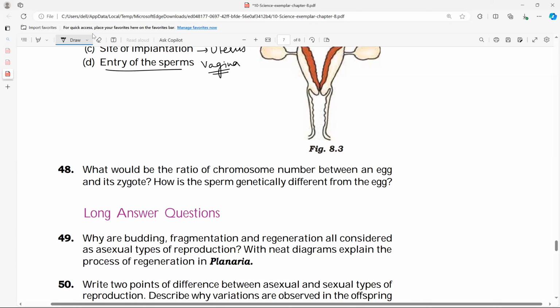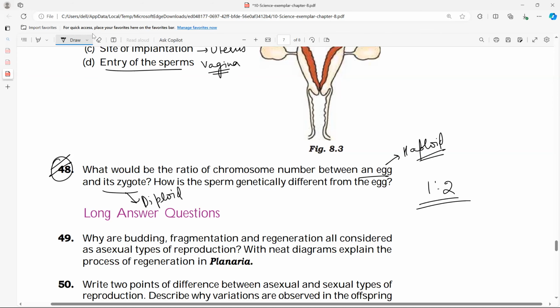Question number 48. The ratio will be 1:2. So here is the ratio of the chromosomes in the egg and the zygote. The zygote is always going to have double the number of chromosomes that is present in the egg, because the egg is haploid, the female gamete, and the zygote is diploid. So haploid to diploid, the ratio is 1:2.